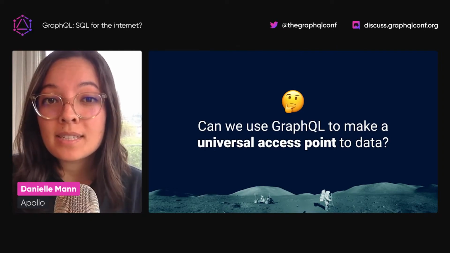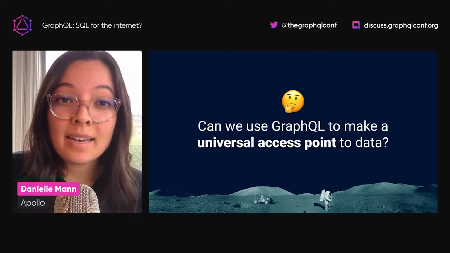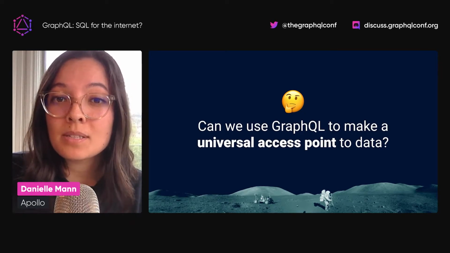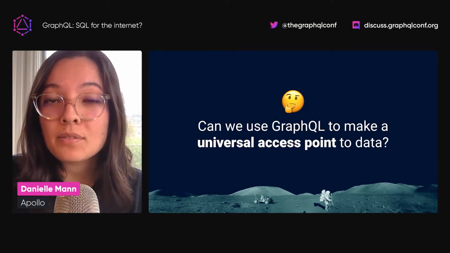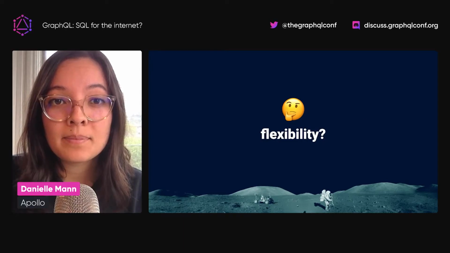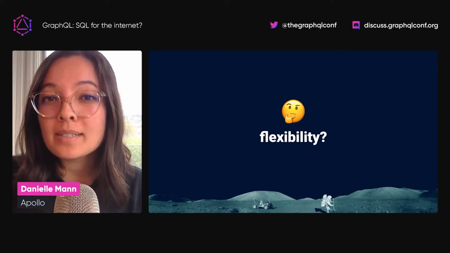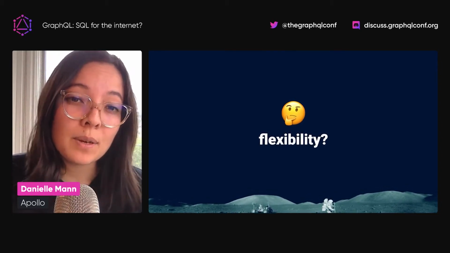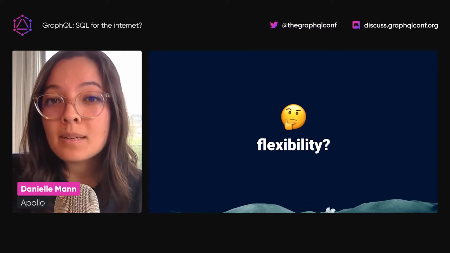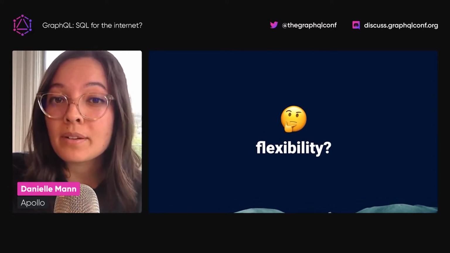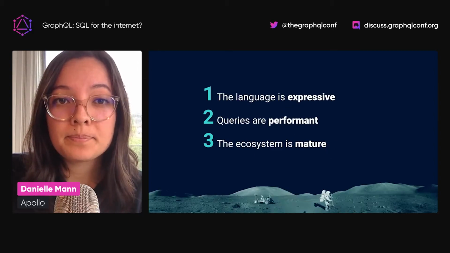It's generally easier to get access to a GraphQL endpoint than it is to get access to a database cluster, and I think that if we can show that GraphQL can be consumed in flexible ways, like SQL, that we can use GraphQL to make a universal access point to data. And GraphQL is already known for its flexibility in that you ask for what you want and you get back what you need. So I'm not talking about flexibility in terms of what you select in your query. I'm talking about flexibility in terms of what you use GraphQL to do, beyond using it as part of the mechanics in building an app.